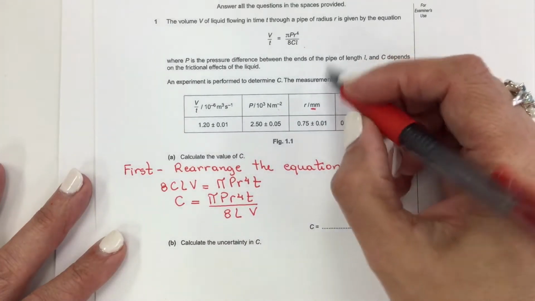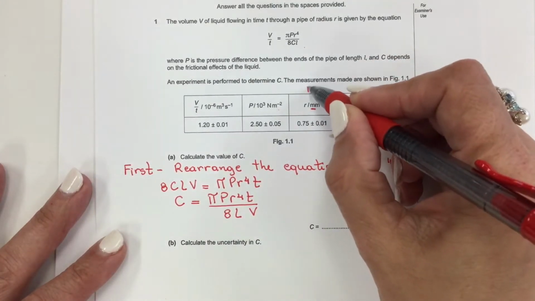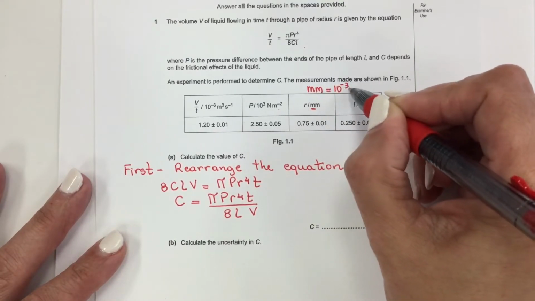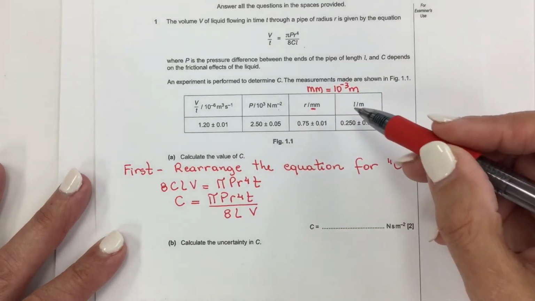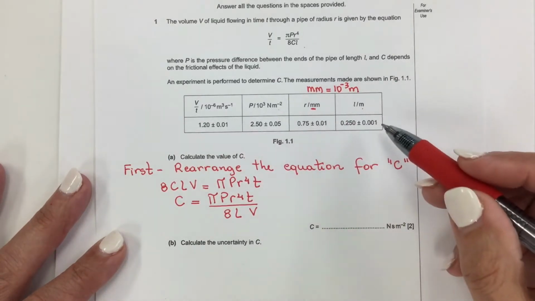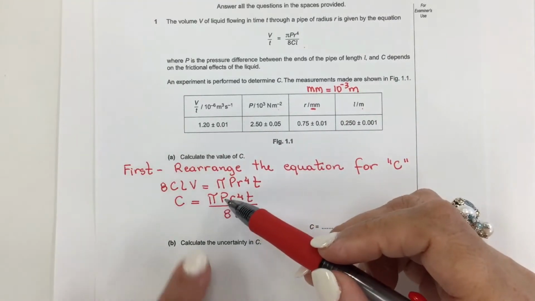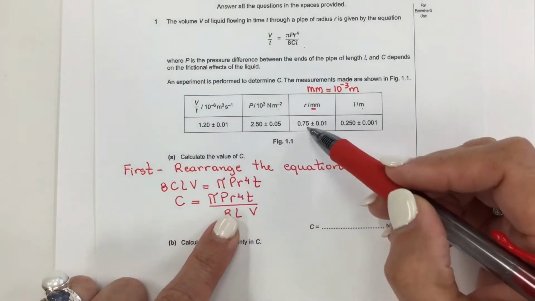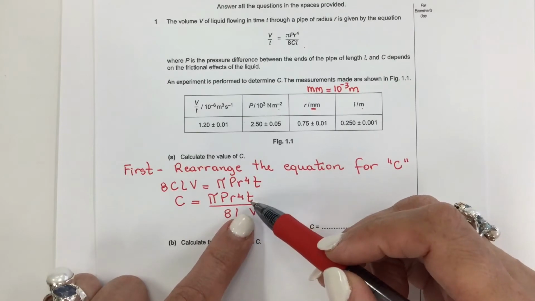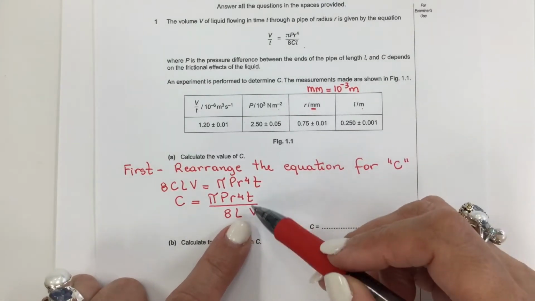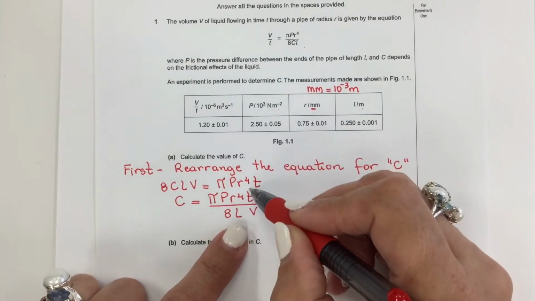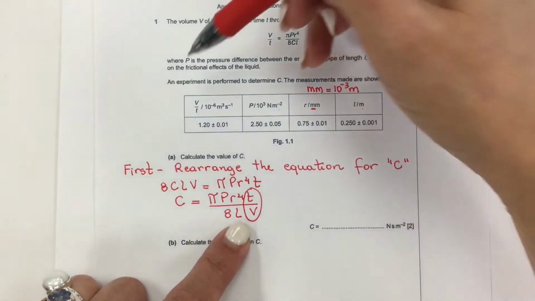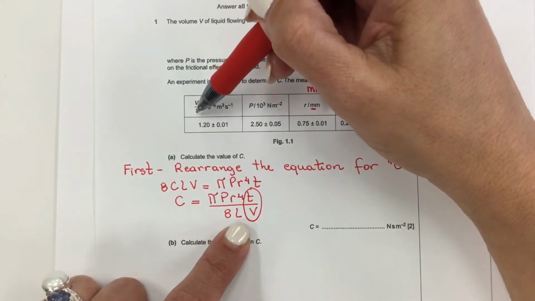This one we need to convert. Millimeter is 10 to the minus 3 meter, and the rest is correct. So you have the value of P, which is here. You have the value of r, which is here. We have the value of t and V. This one here we don't have directly. We have a ratio right here, V over t.